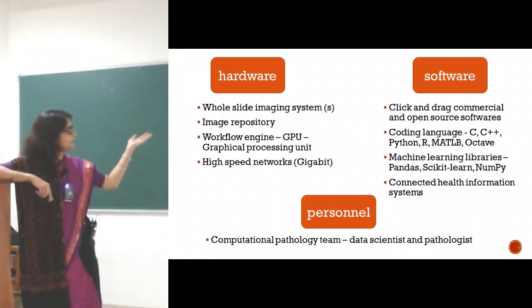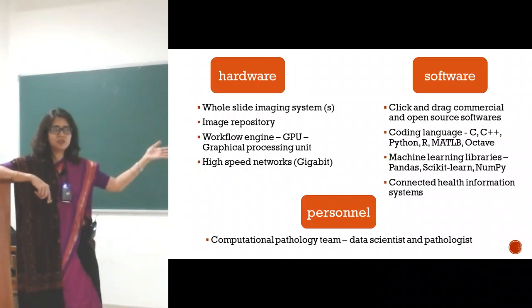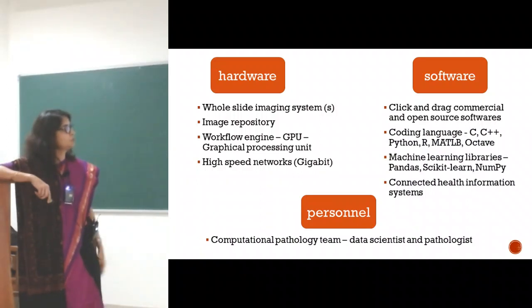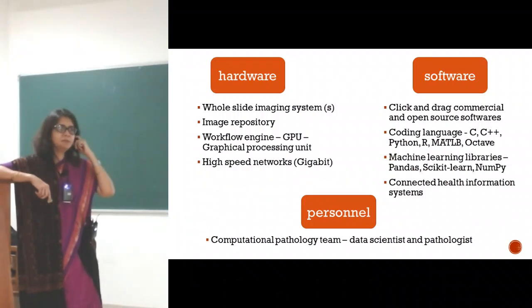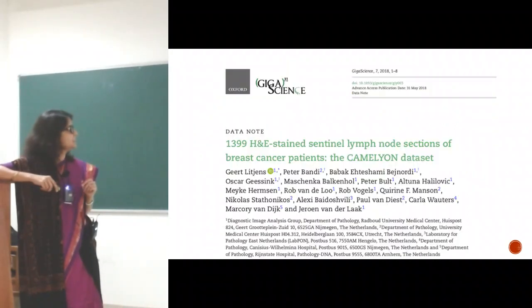We need the hardware, which is the scanning system. We need good machines. If we are planning to do deep learning, we need GPUs, workflow engines, and high-speed networks. And we need to have a data scientist on our team who will know these programming languages to do the coding for us. But commercially available softwares are pretty common these days.